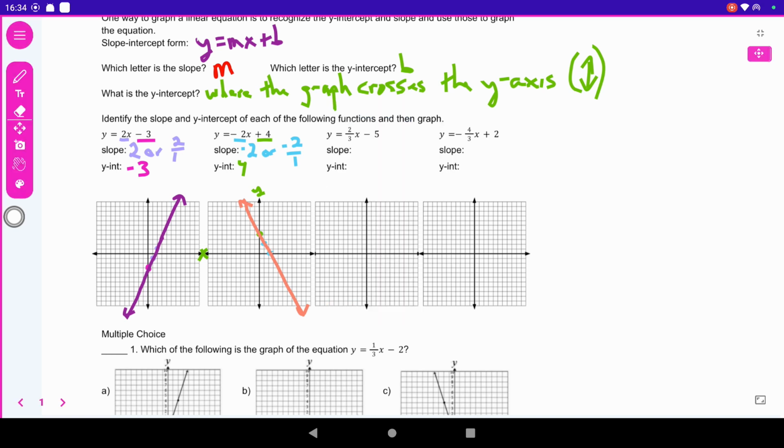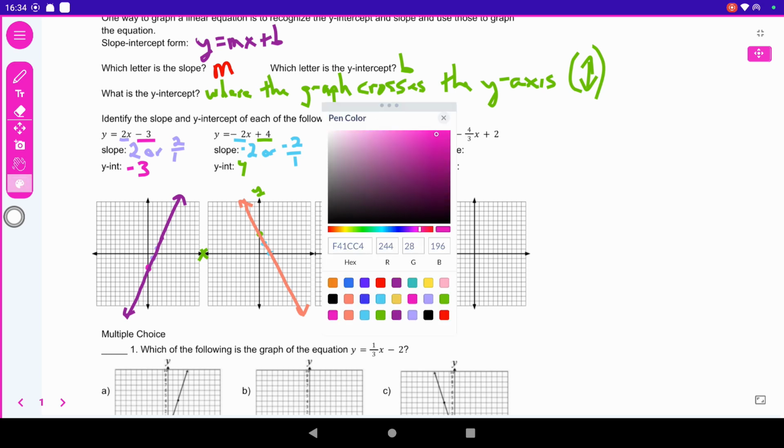If you feel confident you know what you're doing, you can pause the video and try the next two on your own and check back. Otherwise, I'm going to keep going through it. Y-intercept, again, your second number, so negative 5. So we're going to go down to negative 5 and make a point.